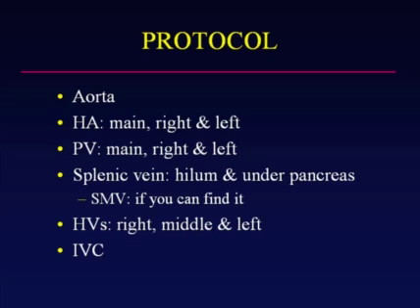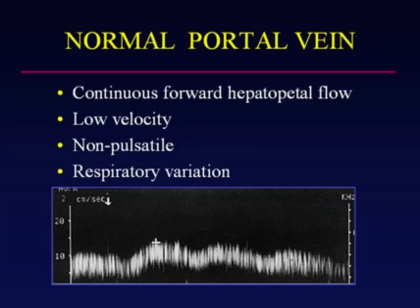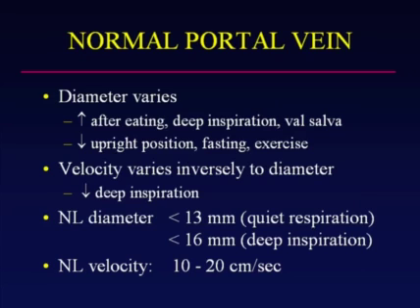You do need to see the intrahepatic branches as well. So what is the normal waveform of the portal vein? The normal portal vein waveform should demonstrate continuous forward hepatopedal flow with relatively low velocity. It is non-pulsatile in contour, but will demonstrate mild respiratory variation.